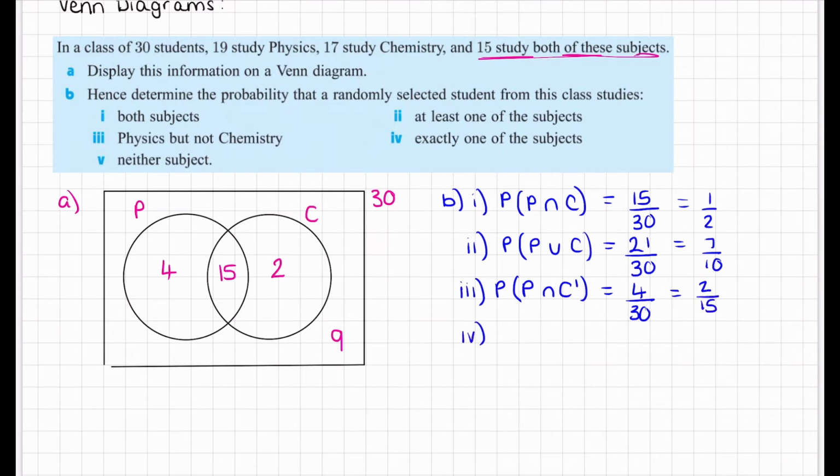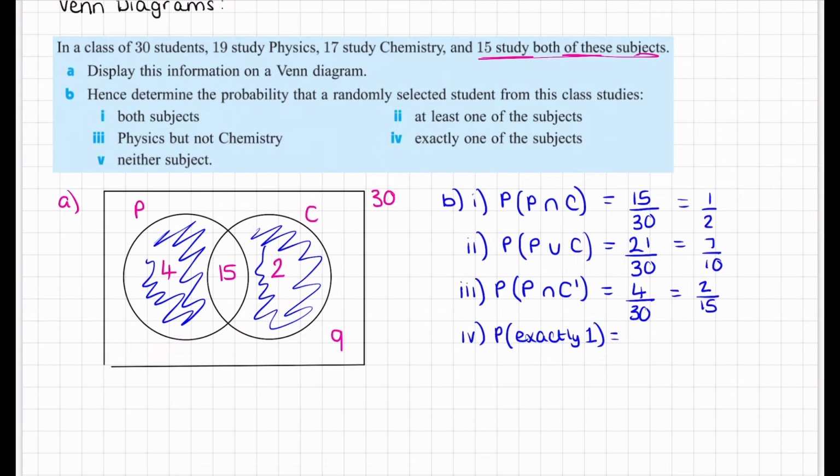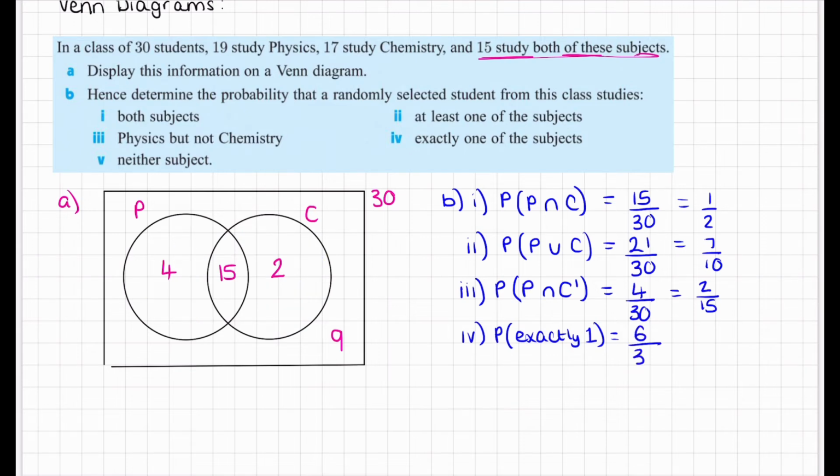Part 4, exactly one of the subjects. Now there is a way to do this in notation, but I don't have enough space, so I'm just going to write exactly 1. Now exactly 1 is going to be the physics part and the chemistry part. It's not going to include the intersection because they do both physics and chemistry, and we want people that are only doing one subject. And that was 6 out of 30, which equals 1 over 5.